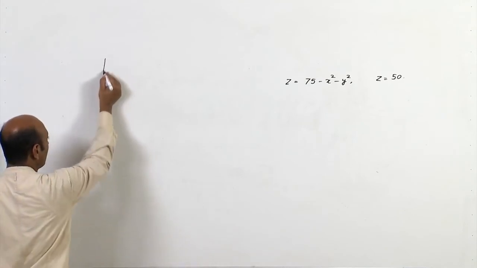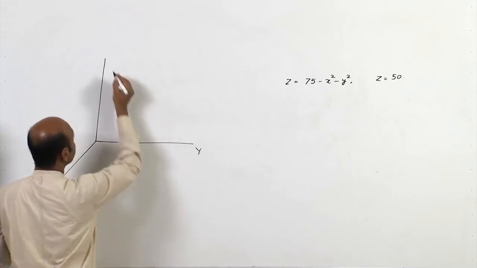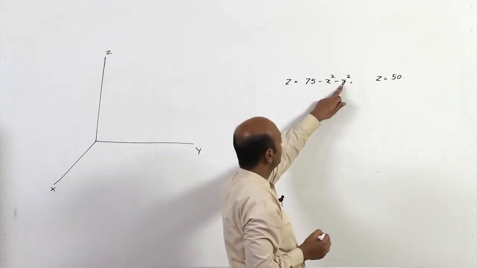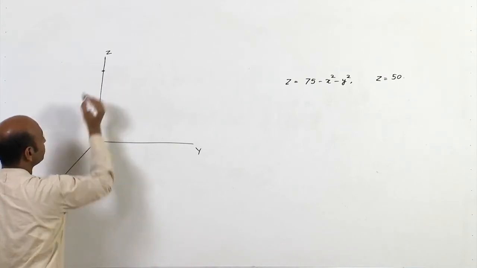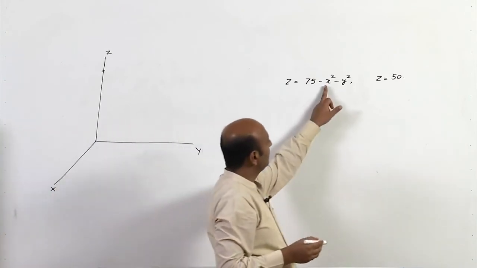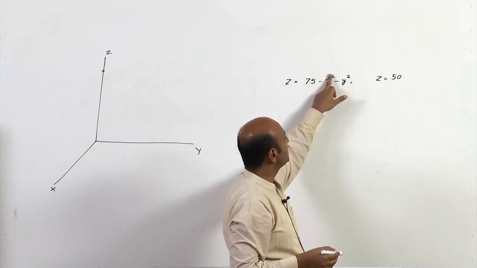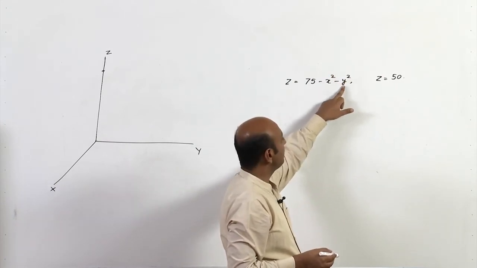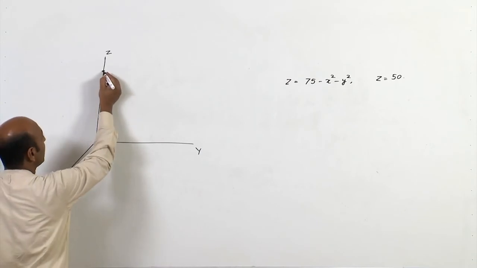Now, if you try to draw this figure, this is x, y and z. When x and y are both 0, z will be 75. For any other values of x and y, z will always be less than 75, because x square is positive, y square is positive, and the negative signs are here. So it is a paraboloid of something like this.